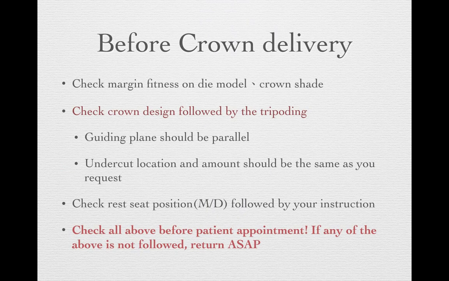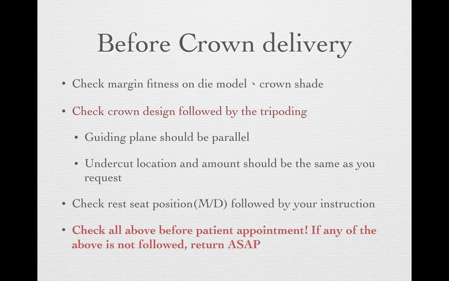One most common error that happens in the clinic is that you make an appointment with a patient and the patient already asks a day off, and then you just open the box from the lab and you find out the crown is wrong. So please, before you do a crown delivery appointment, check the margin thickness on the die model. Check the crown shade. Make sure the crown really fits with the model and the crown shade is as you instructed. The second is to check the crown design followed by the tripoding.